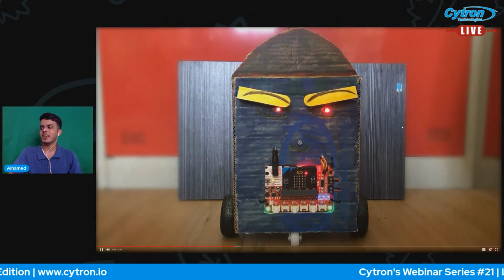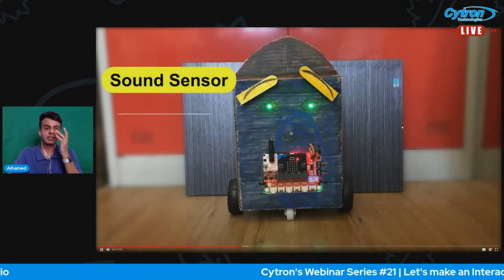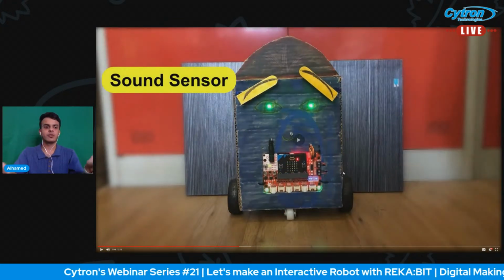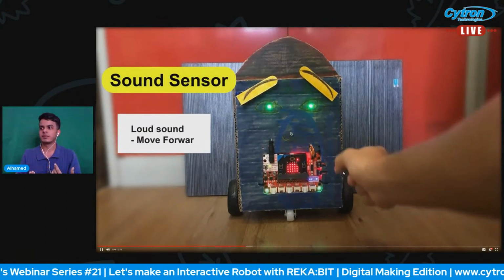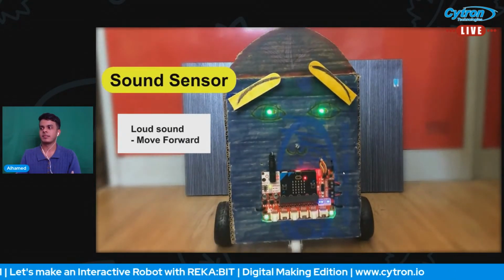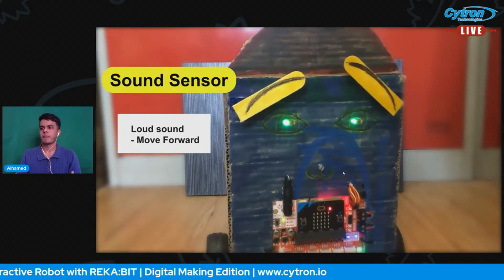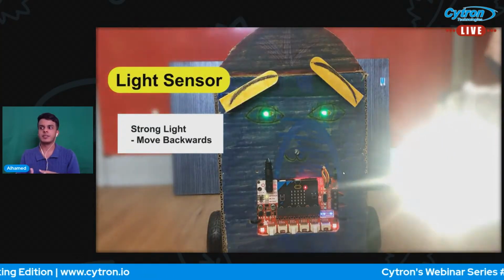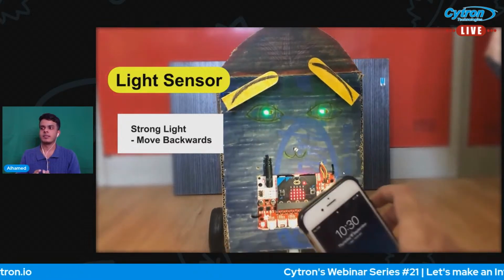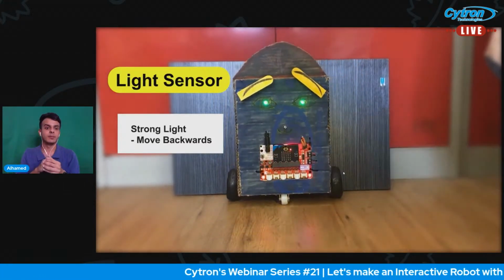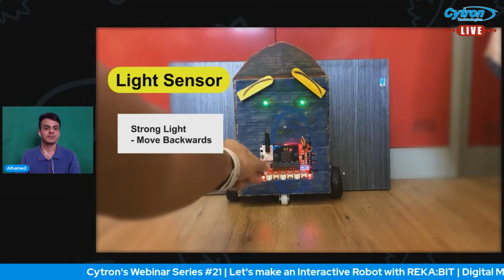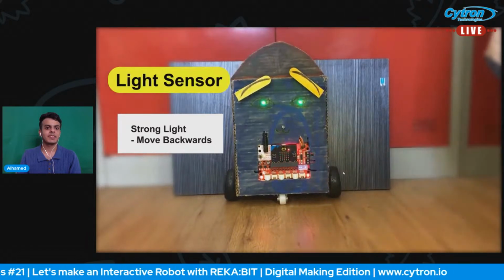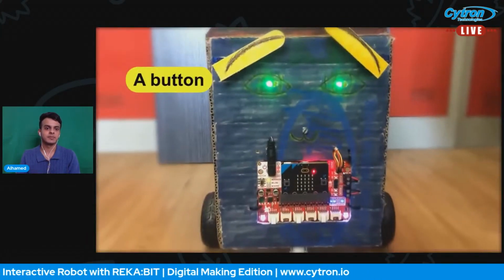Other than this, we will work with the sound sensor. Notice here, if we make a clap or a loud sound, the robot will move forward. See? Now we are working with the light sensor. See, the stronger the light we put on the micro:bit, the more it will move backward. You see? This is regarding the light sensor.